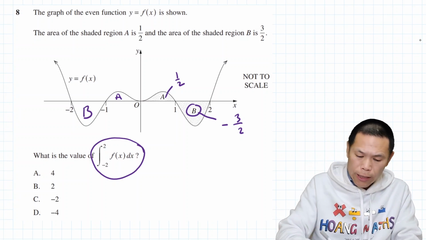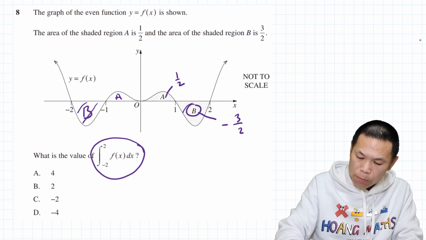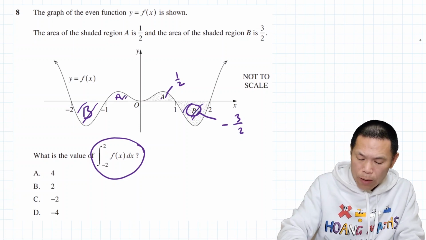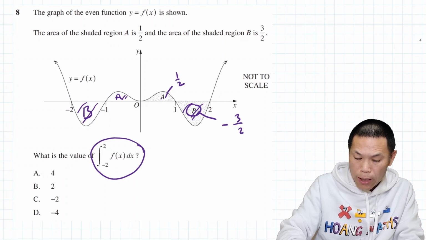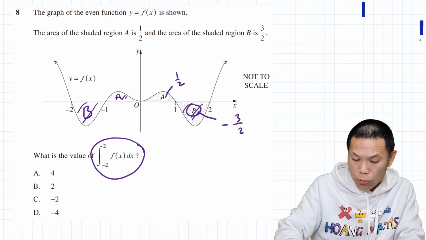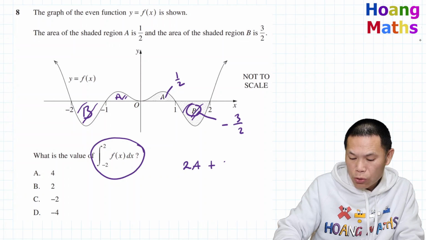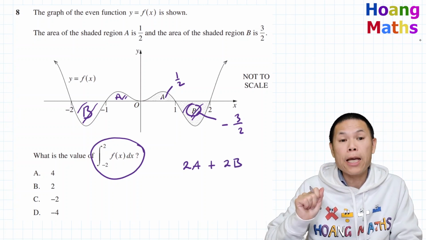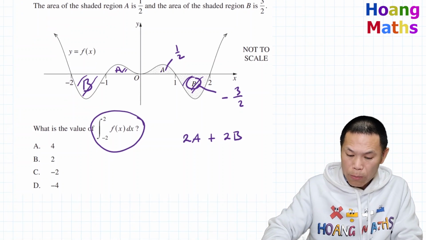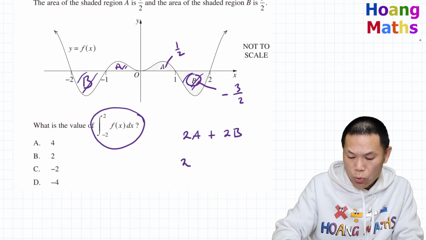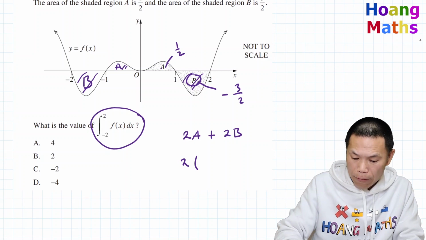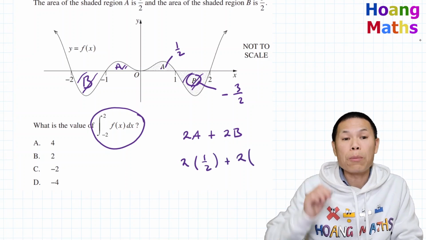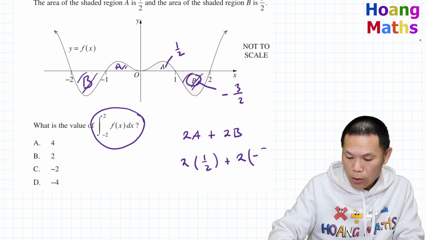Now to evaluate this, we just need to add all these values together. This is B, and this is A, we just add them up. In other words, B plus B is 2B, and we just go 2A plus 2B. That's what that meant. But we know that B is negative 3 over 2. So let me just write this down. And we go 2 lots of A. A is a half. And then we add 2 lots of B. And we know that B is negative 3 over 2.